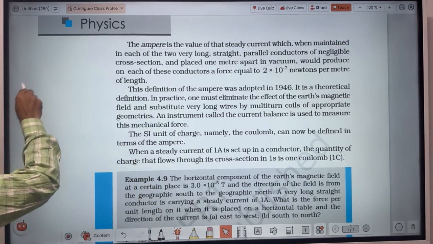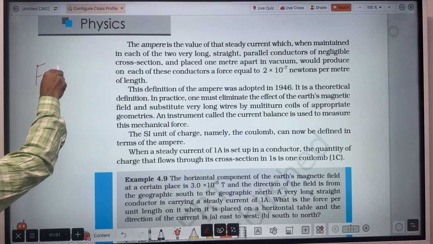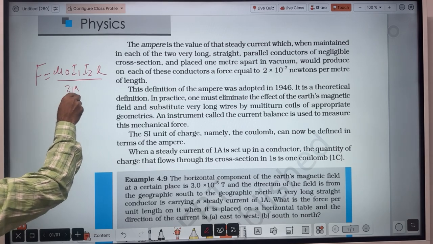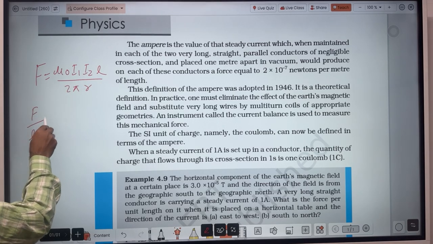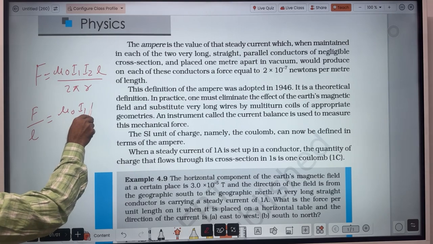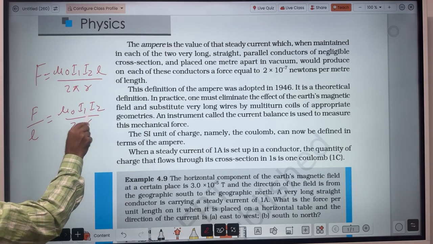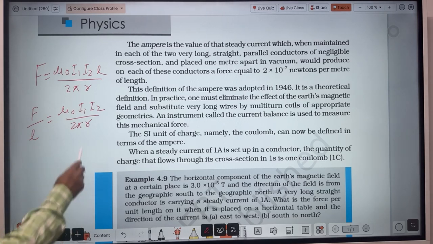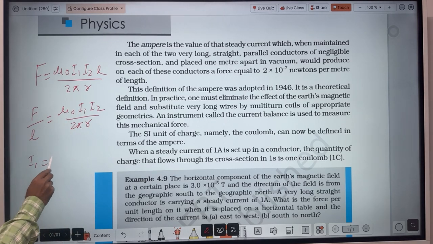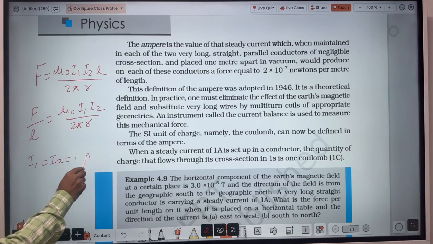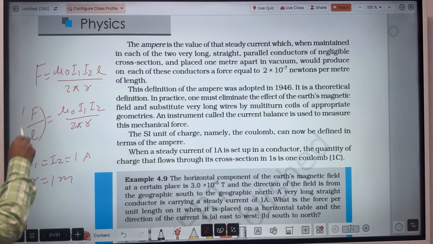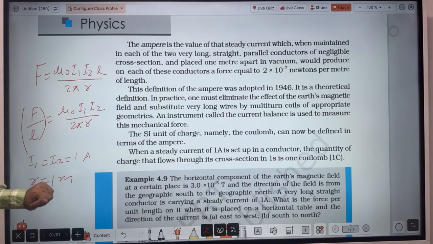Here we know that F equals mu naught I1 I2 into L divided by 2 pi r, right? So first we write force per unit length, mu naught I1 I2 divided by 2 pi r. Then we make assumptions because our purpose is to define 1 ampere. So we put I1 equals I2 equals 1 ampere, r equals 1 meter. Keep this per unit length intact, don't write it as 1. Force per unit length will be equal to mu naught upon 2 pi.